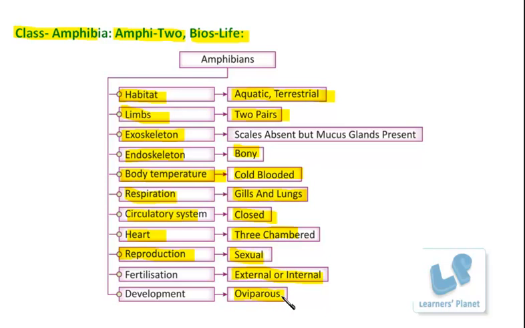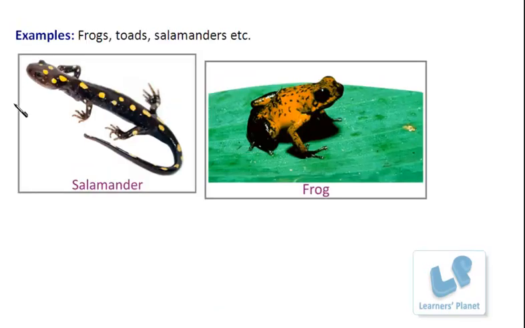Further, let me give you some examples with pictures so that you can understand which organisms come under this class. Common examples are frogs, toads, salamanders, hyla, ichthyophis, that is an eel-like organism, and so on. Here are two pictures showing a salamander, which is a lizard-like organism. You can compare it with the lizard, but of course it belongs to the group Amphibia. Then there is the frog.